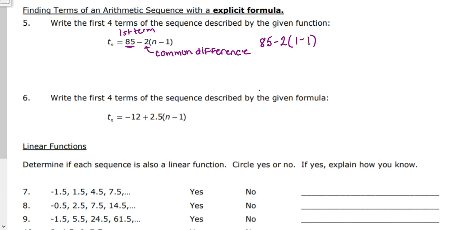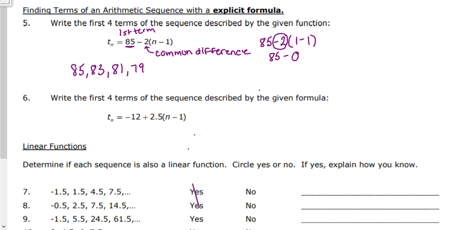Well, 1 minus 1 is 0. 0 times anything is 0. So I'm just left with 85 here. So my first term's 85. So that's just proving to you our formula that 85 is my first term. So if 85 is my first term and my common difference is minus 2, I know my second term will be 83. And my third term will be 81. And my fourth term will be 79.